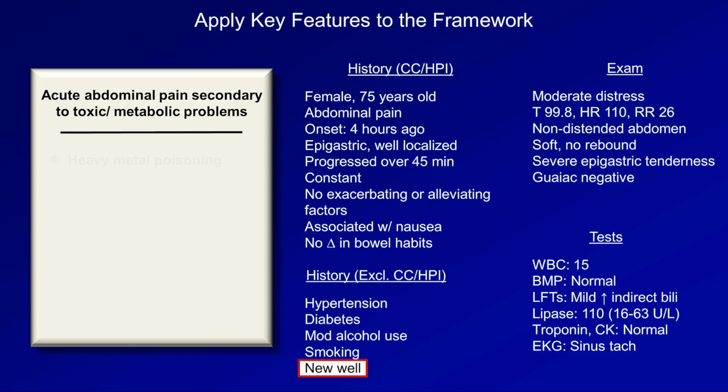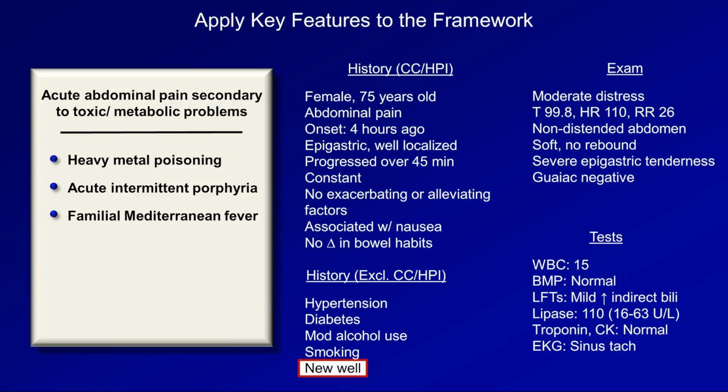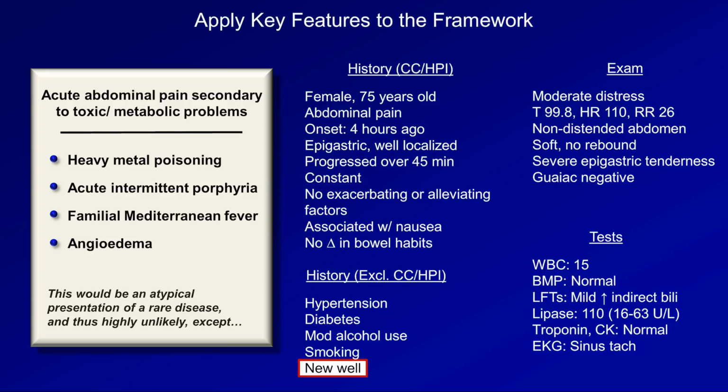The four major members of this group are heavy metal poisoning, a rare genetic disorder called acute intermittent porphyria, another rare genetic disorder called familial Mediterranean fever, and finally angioedema. For any of these to be the final diagnosis, this patient would need to have an atypical presentation of a rare disease, and thus it would be a highly unlikely diagnosis, except for the fact that the patient has this unusual key feature of the new well that suggests the first item on the list. So should we keep heavy metal poisoning under consideration? Possibly, at least for now.